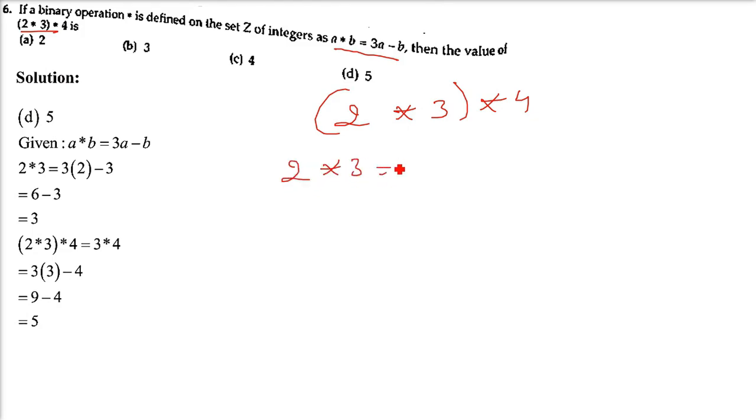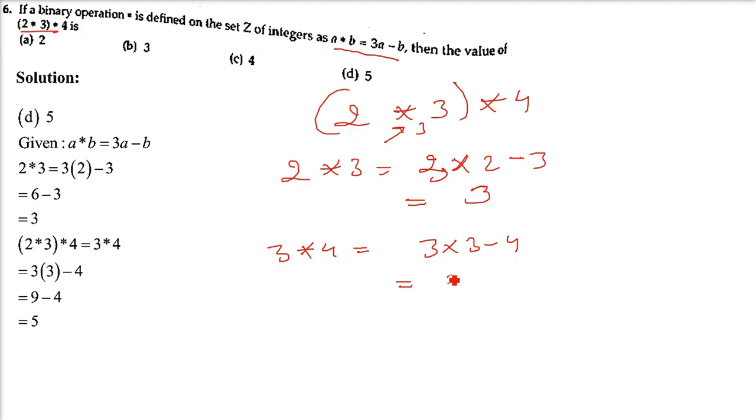So 2 star 3 is 3 into 2 minus 3. So 6 minus 3 is 3. This is 3. Now 3 star 4. Again, in place of A put 3, in place of B put 4. So 3 into 3 minus 4, 9 minus 4 is 5.